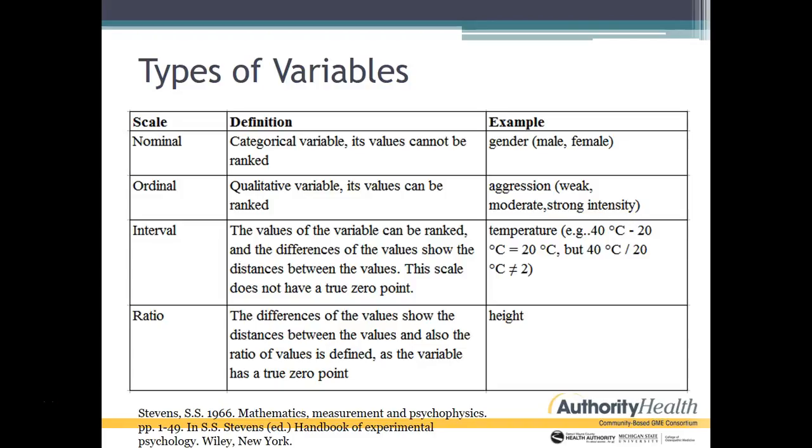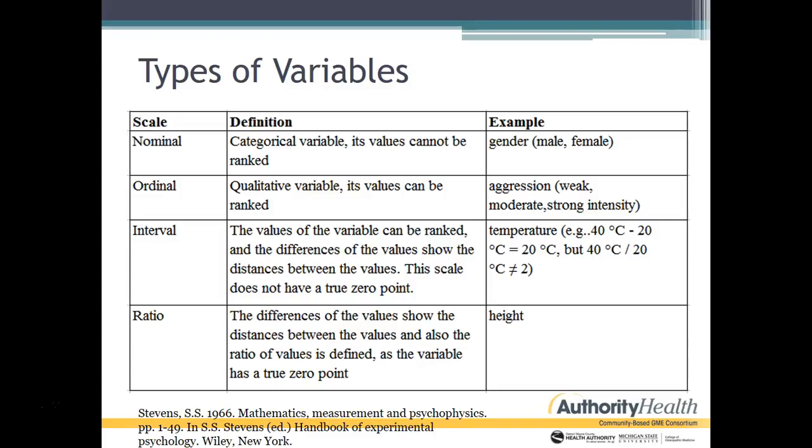Now we always talk about these 4 types of variables. This was developed in 1966 by Stevens. And we'll just real briefly go through these. Nominal variables are categorical, and the values can't be ranked. So examples of nominal are things like gender. We have male, female, other, etc.